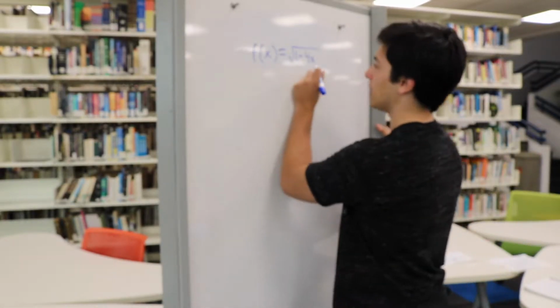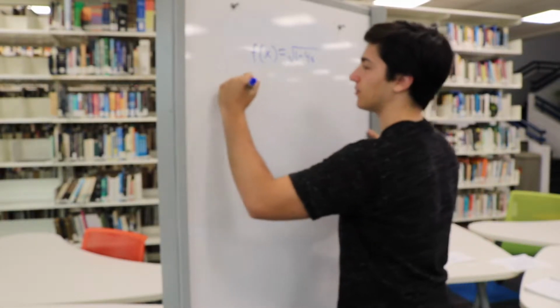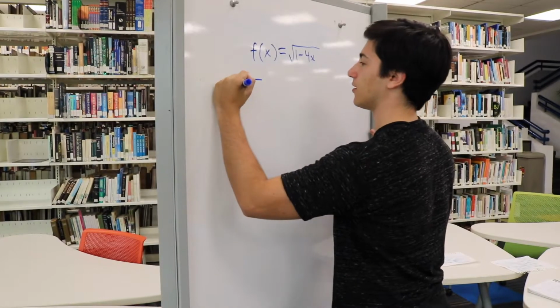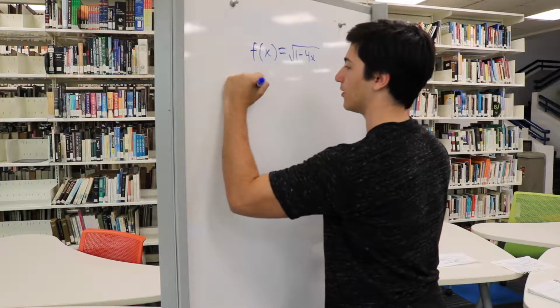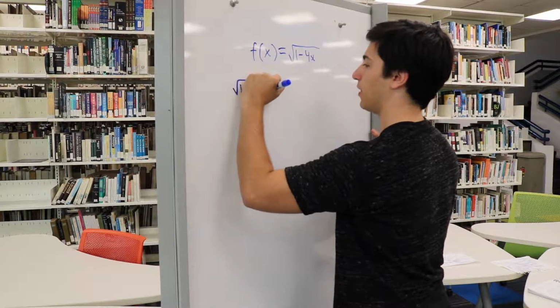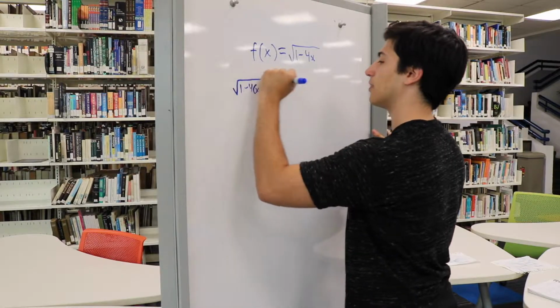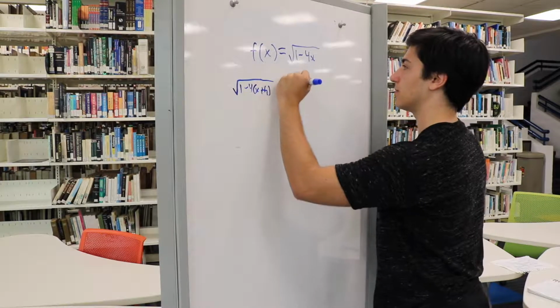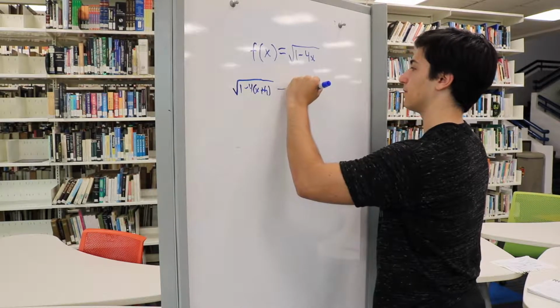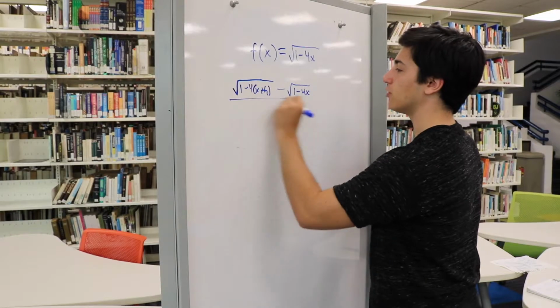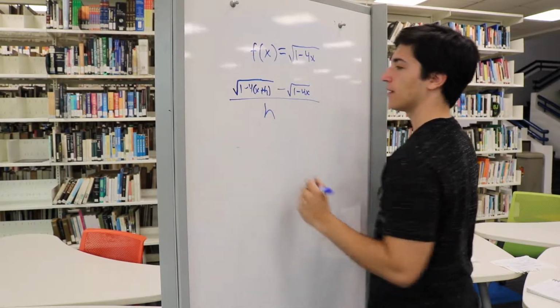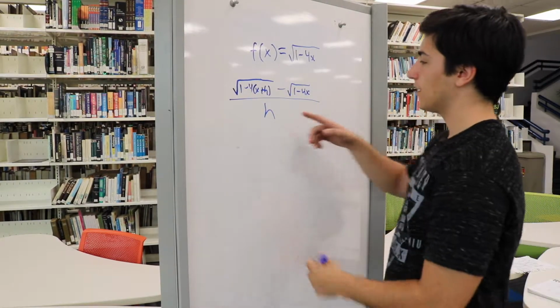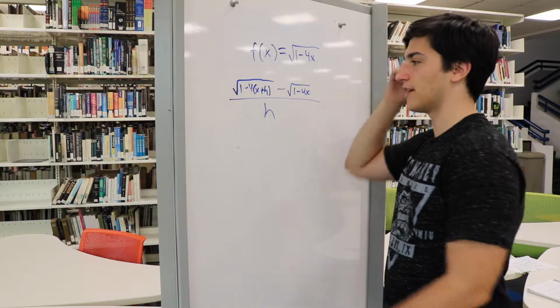First of all, you have to change the x to x plus h. So it's the square root of 1 minus 4 times x plus h, right? After that, you have to subtract the original equation. After that, you have to divide everything by h. After that, you have to simplify it.